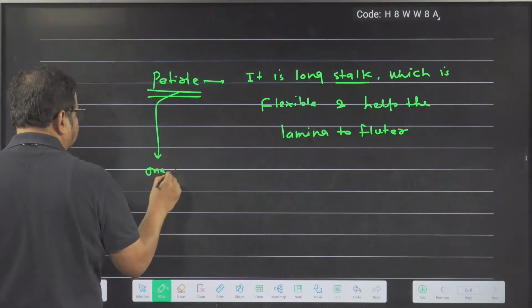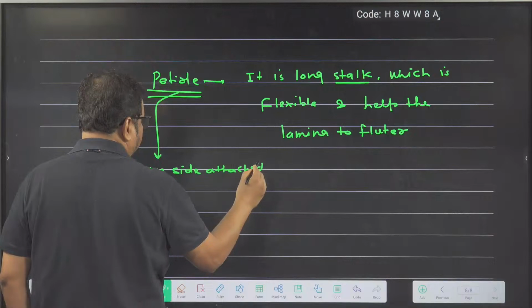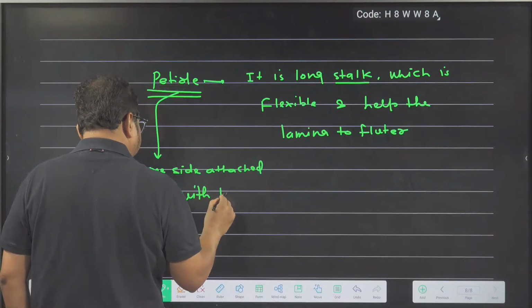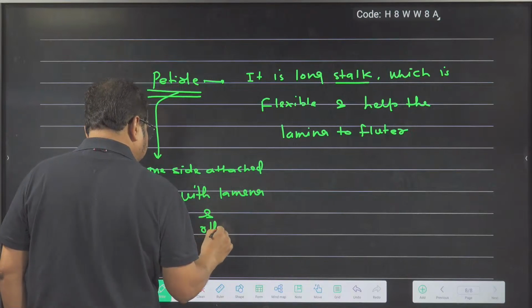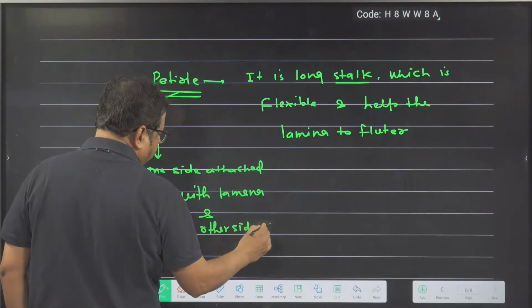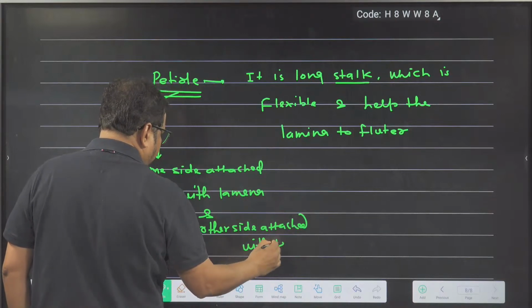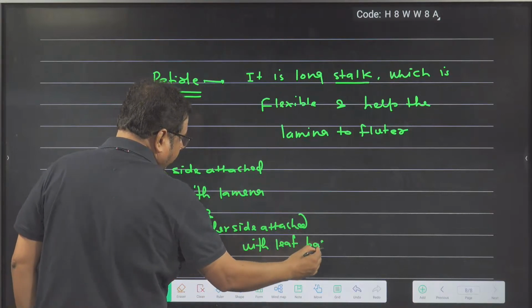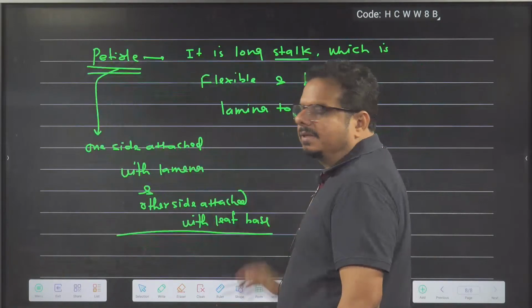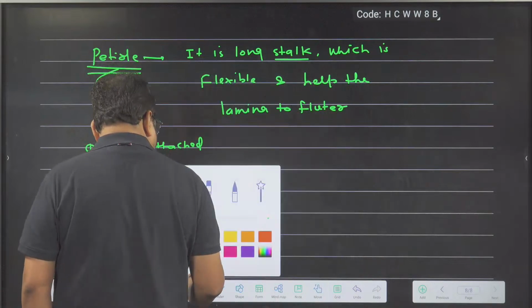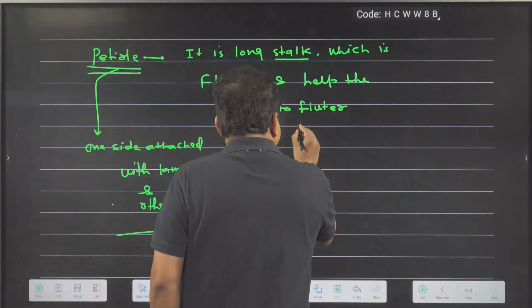One side attached with lamina and other side attached with leaf base. Did you get the idea? So that is basically what petiole is. Clear? Now give your attention. What is the meaning of flutter?